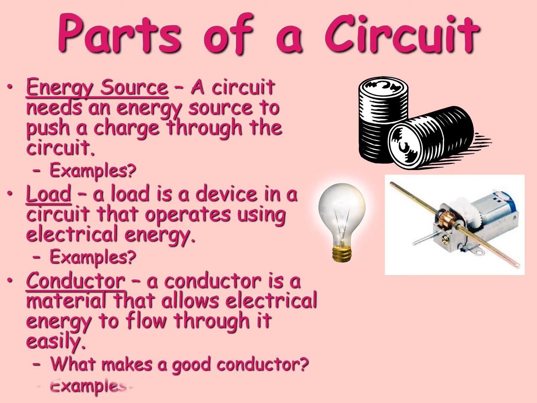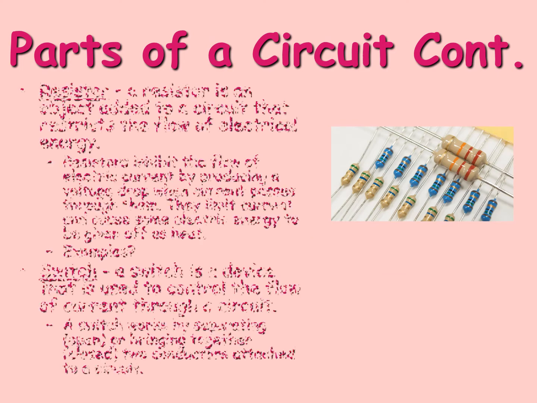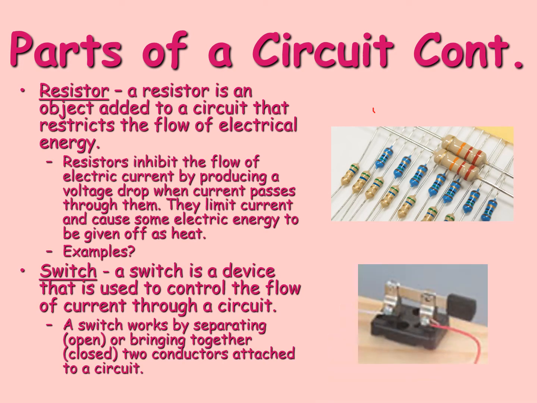So what makes a good conductor? A commonly used conductor is made of copper. Parts of a circuit, we also have the resistor. It is an object that resists the flow, and it produces a voltage drop. Resistors limit current and cause some electrical energy to be given off as heat.